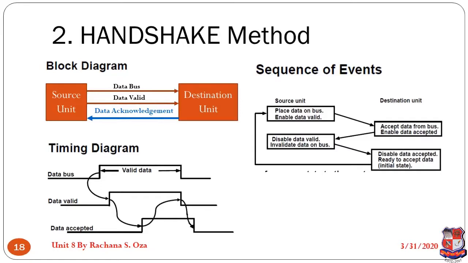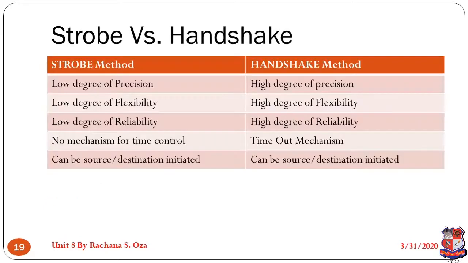I hope guys it is clear to you. Let us see the pros and cons, or the differences, of both the methods. Now in the first method, which is a strobe based method, as it has a very low level of precision, flexibility and reliability, it is not recommended for any system containing more than n number of IO or for the system working as a server.